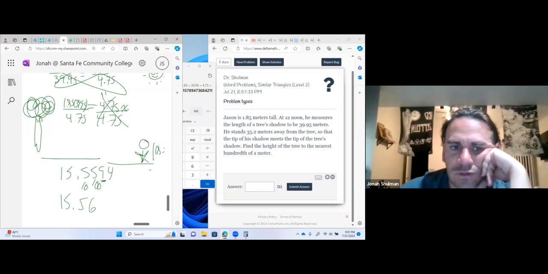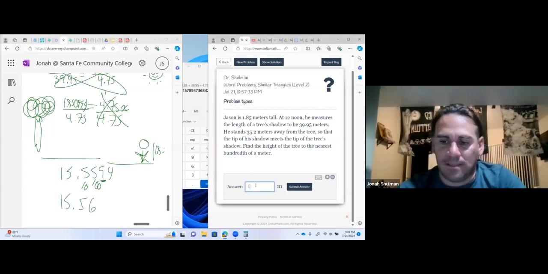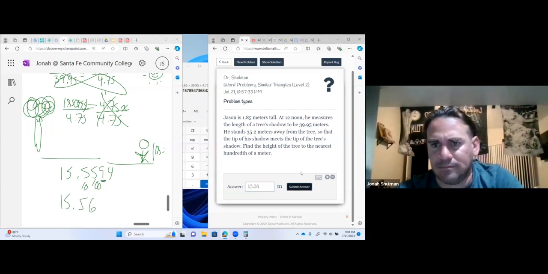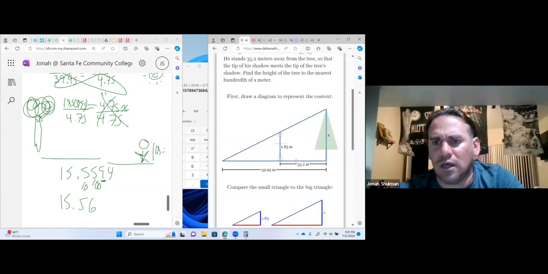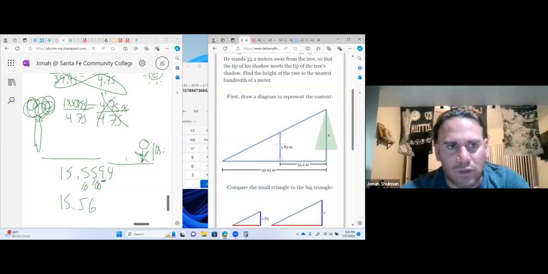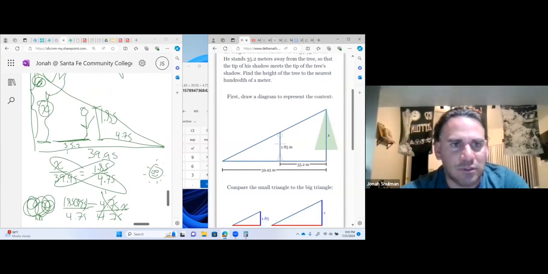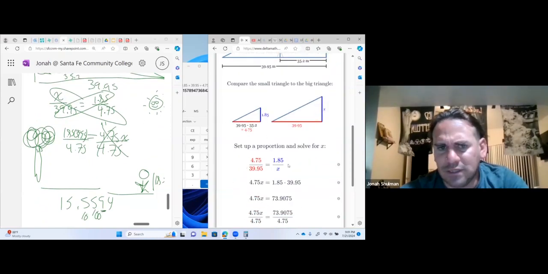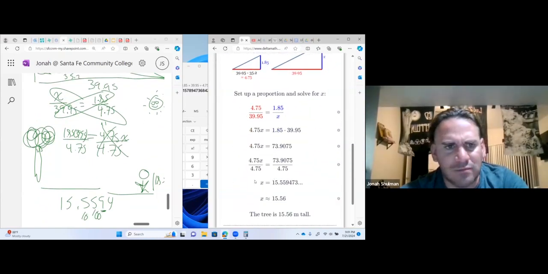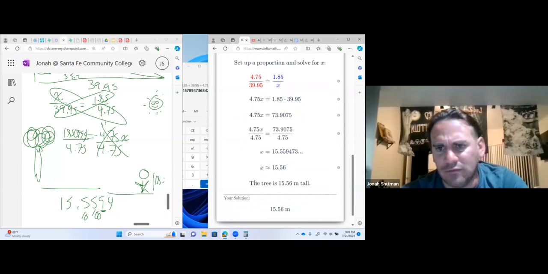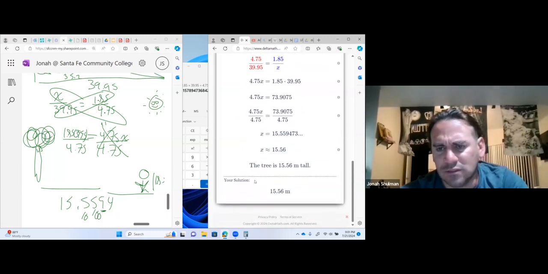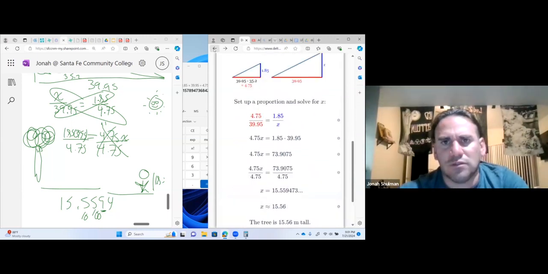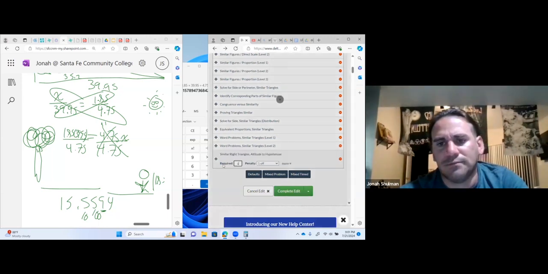I thought we'd have to do something weird. I don't know why. Ta-da! Ooh, look at theirs. Way better tree than I got in my picture. Perfect. Set up the proportion. We divide by the 4.75, 15.56. That's the answer.